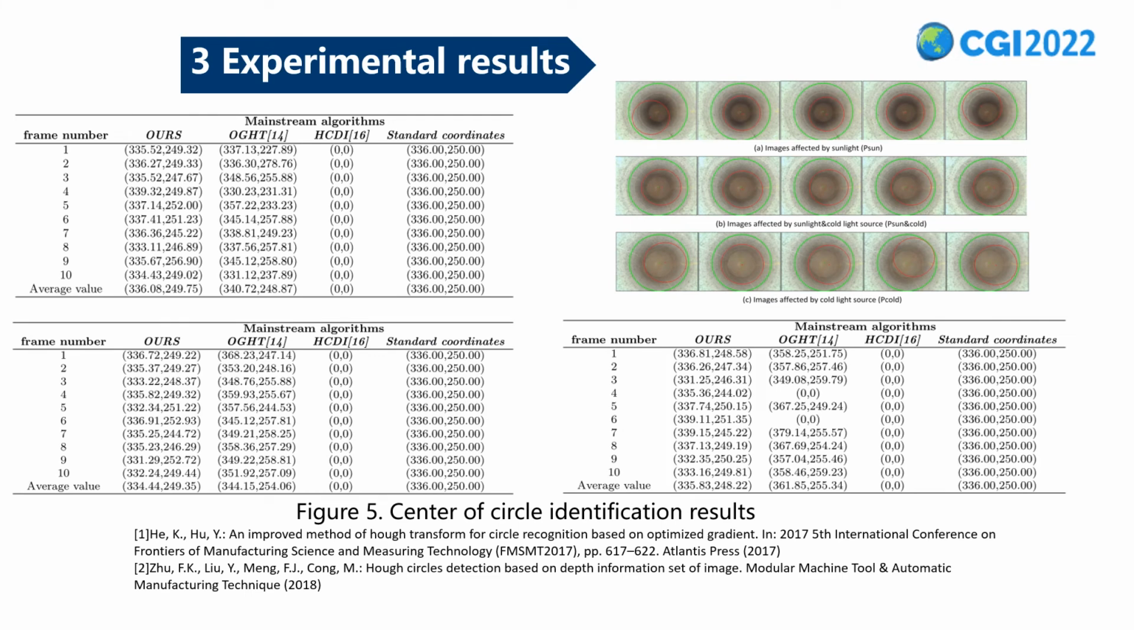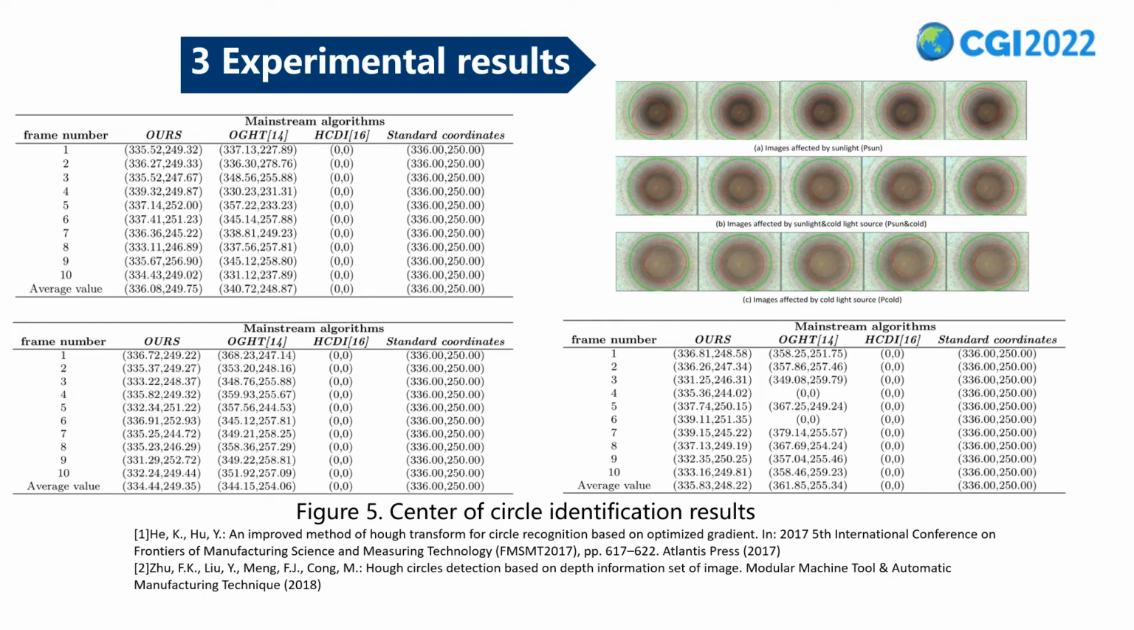So now we can look at the experimental results. The first is Figure 5, which shows a comparison of our results for the circle center, corresponding to parts A, B, and C. A is images affected by sunlight. B is images affected by sunlight and cold light. C is images affected only by the cold light.